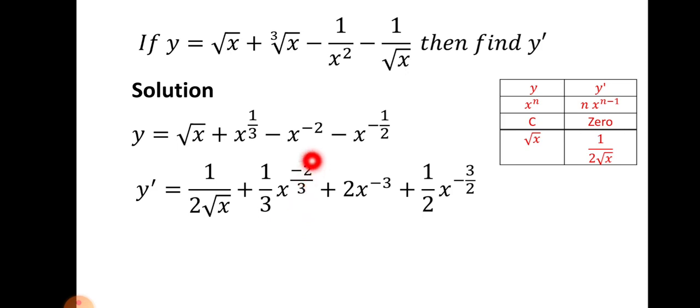Here put the power down, so you have minus negative 2, which is plus 2. Subtract 1 from the power, so you have x to the power negative 3. Here put the power down, minus negative half, x to the power, subtract 1 from the power, so you have here x to the power negative 3 over 2.